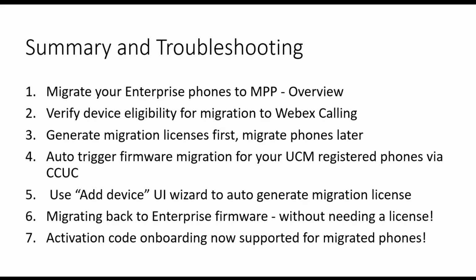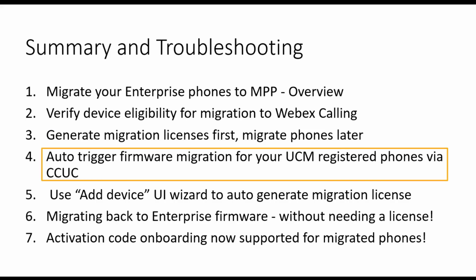So let's recap what we have looked at and also provide some troubleshooting. In addition to the overview, we have looked at all the device eligibility, basically the requirements for moving your enterprise phones to MPP. We've looked at the enhancement that allows us to generate the migration license first and then migrate those phones later. We've also looked at how to use cloud connected UC to help trigger the firmware migration.